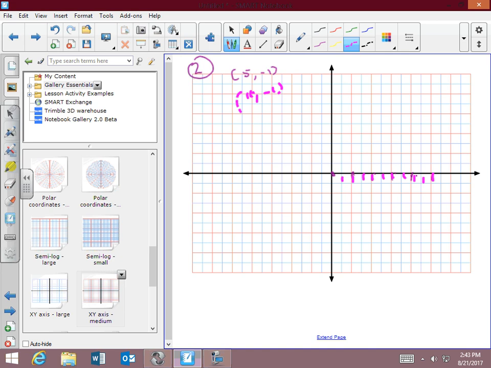Correct? All right, so we're at (5, -1), so let's go back to the black. We're 5 out, and that got me right to there. And then we're going which way? Down 1. So I'm using these units, so I'm going to be right down there, right? And I would say this point is what? (5, -1).